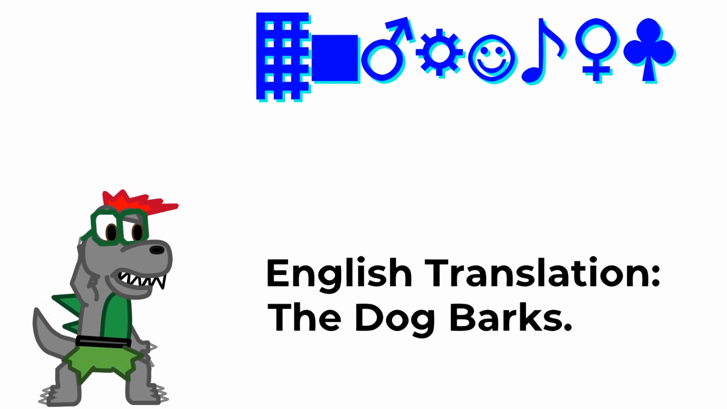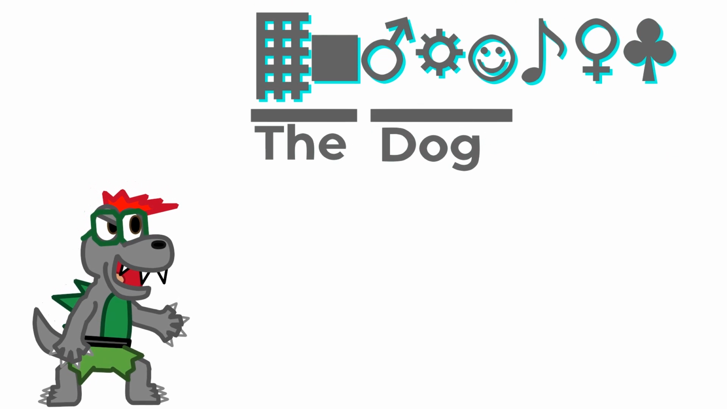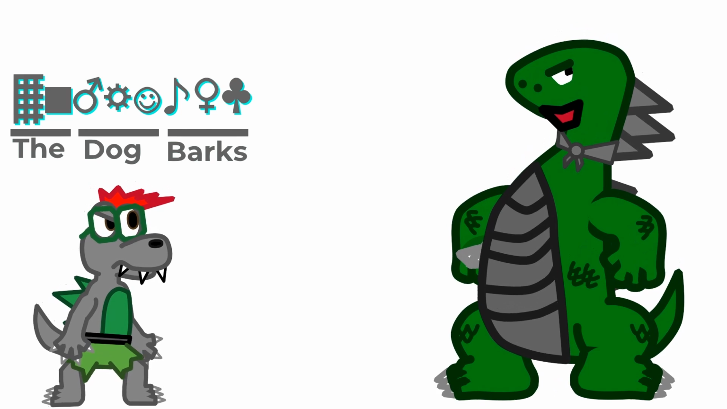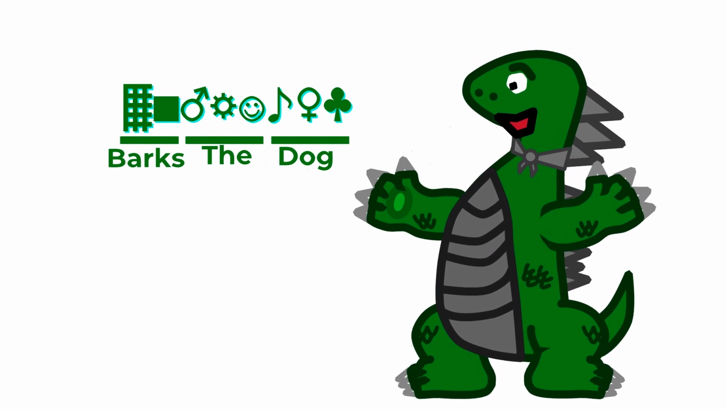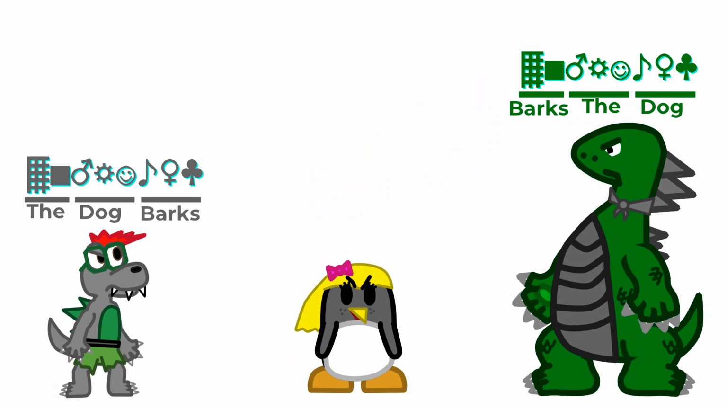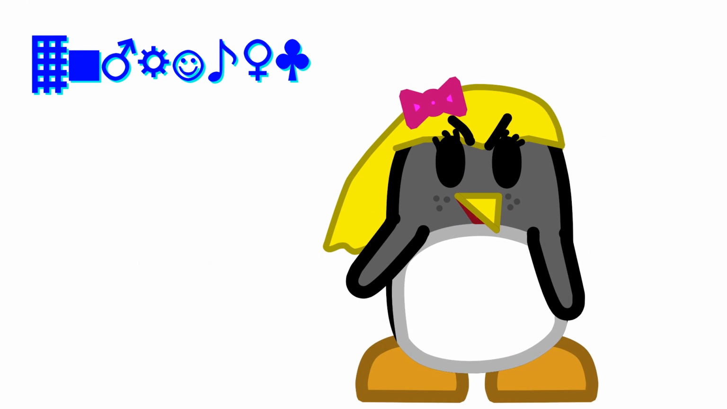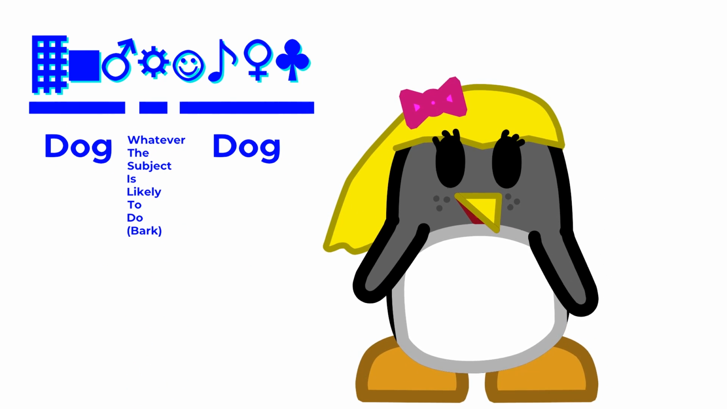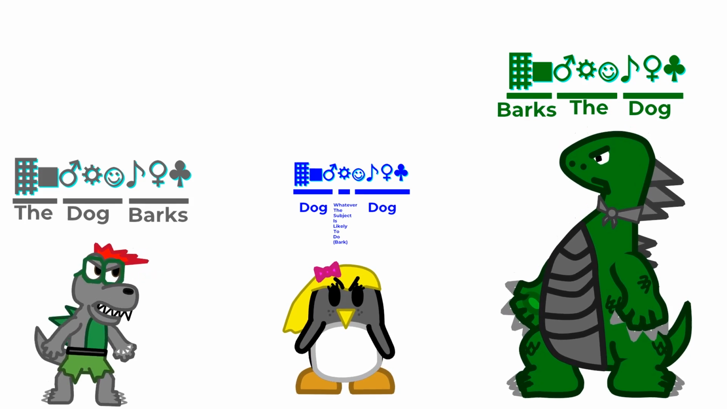Gosh, now I see your point. But I think this part means the, this part means dog, and this part means barks. Wow, dude, you're very wrong. The verb comes first, so it's barks, then the, then dog. Well, you're both wrong! The language does not have a definite article. Furthermore, the word dog is this, and this part means whatever the subject is most likely to do. What? There's no way that formed naturally!